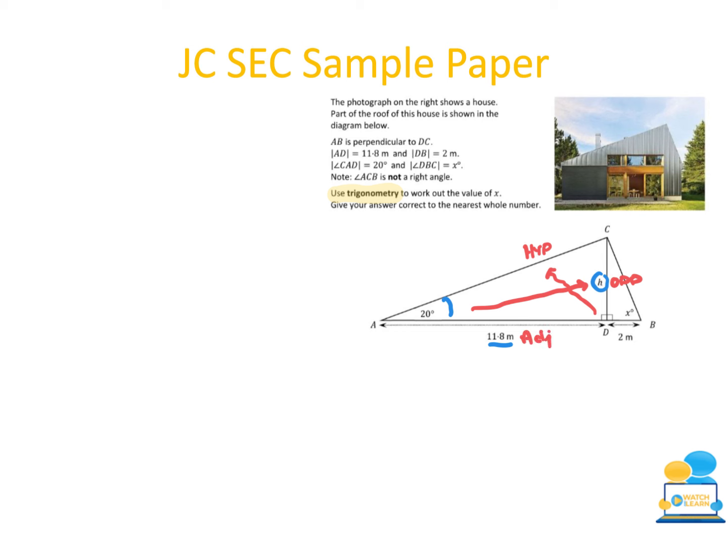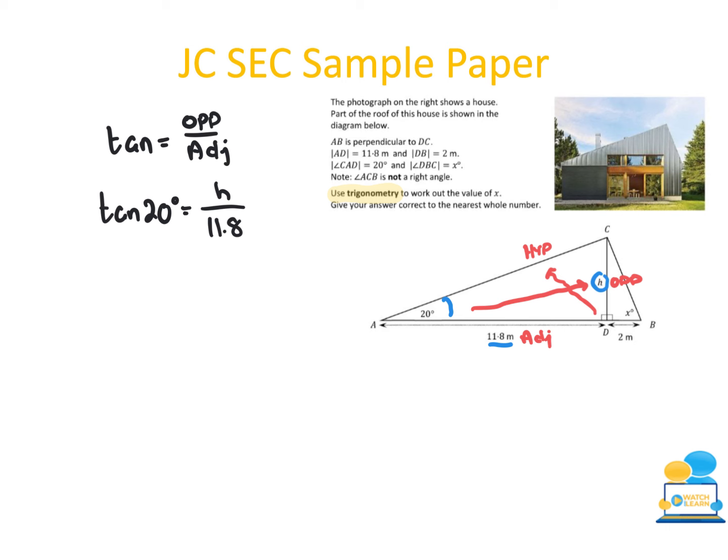So if I want to find H, I have to use my opposite side. I already know what my adjacent side is, and I know that my trig ratio for opposite and adjacent is tan. So tan is equal to my opposite over my adjacent. Now I can build my equation, saying that tan of my angle 20 is equal to my opposite side, which is H, over my adjacent side, 11.8.